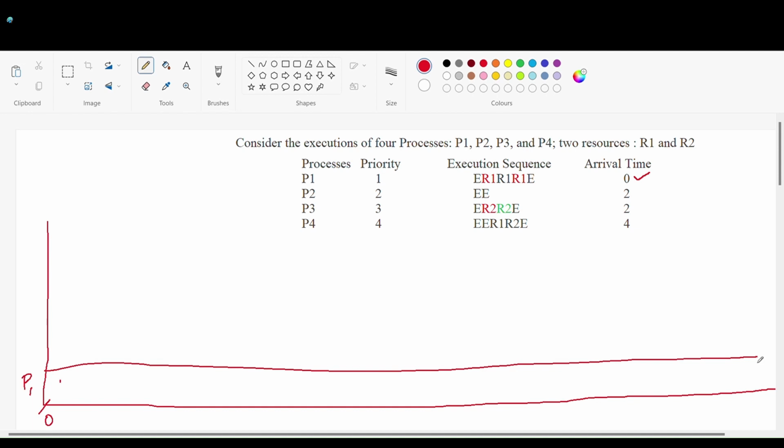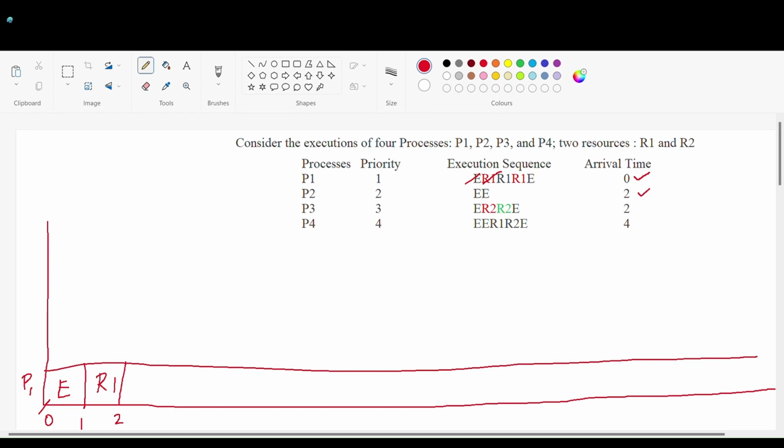P1 will first execute E. E means execution, up to 1. So P1 executes E from 0 to 1. Now P1 will execute R1, the resource 1, up to 2. So R1 is executed, clear?